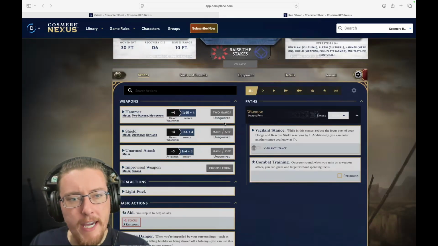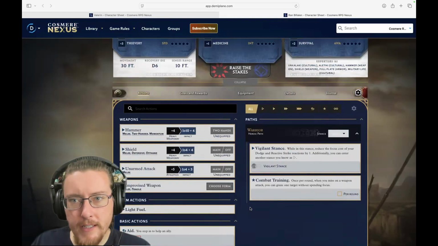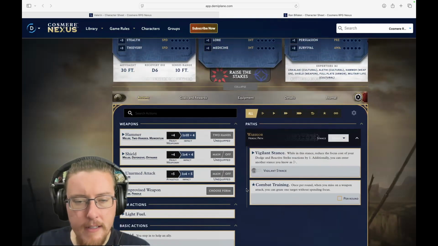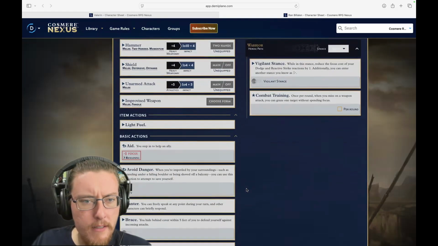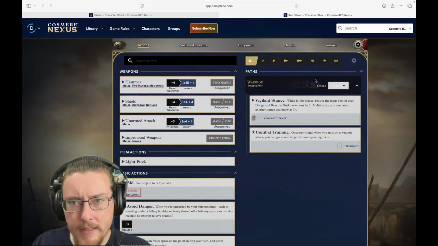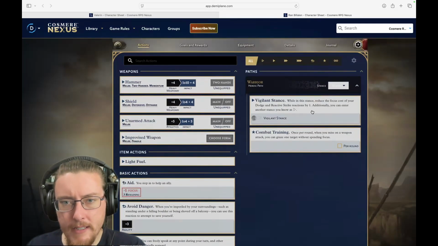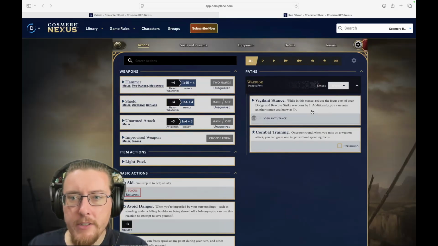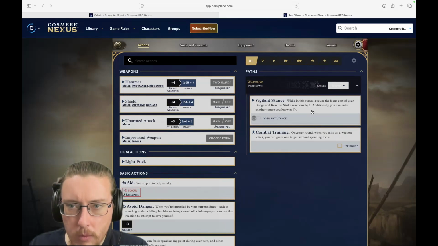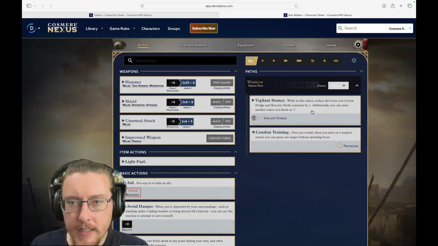Let's see what he took: hammer, shield, and unarmed attack. Those are the exact same expertises he has, except unarmed attack. Everybody gets unarmed attack, and he gets vigilant stance as his starting talent. While in this stance, reduce the focus cost of dodge and reactive strike reactions by one. Whoa. That is really cool.